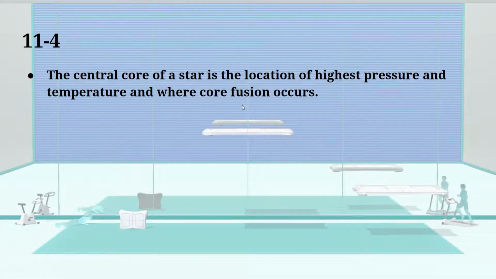Well, we do know that the central core of a star is the location of the highest pressure and temperature, and it is where core fusion occurs, right? We've talked about that before. When a star of at least 0.4 solar masses reaches the end of its main sequence lifetime, though, all of the hydrogen in its core has been used up, and hydrogen fusion ceases there. So that's kind of strange, right? It's supposed to be fusing in the middle like this note says, but it is possible that it can run out of fuel.